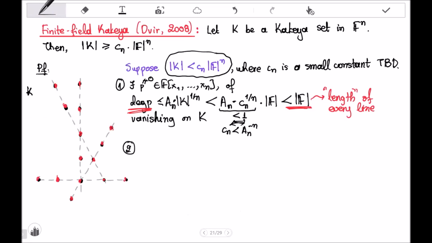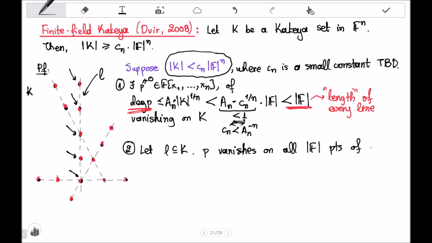So for the second thing, we need to see how this vanishing property propagates to all of the lines. So let's look at the line. Here it is. We have that the polynomial vanishes at all of these points along the line. Okay, so let L be inside the Kakeya set. It's a full line, a copy of the field inside the Kakeya set. And we know that the polynomial vanishes at all of its points. So P vanishes on all the points of the line.